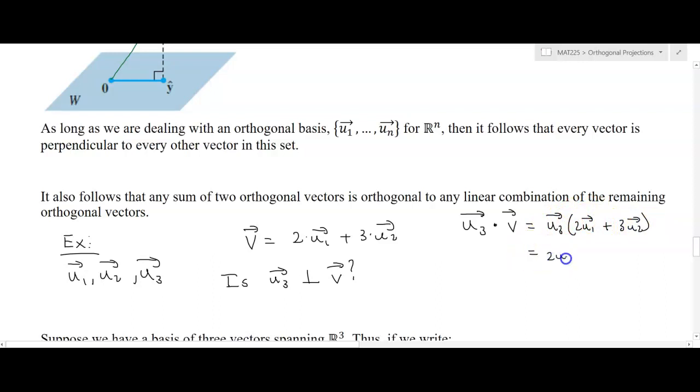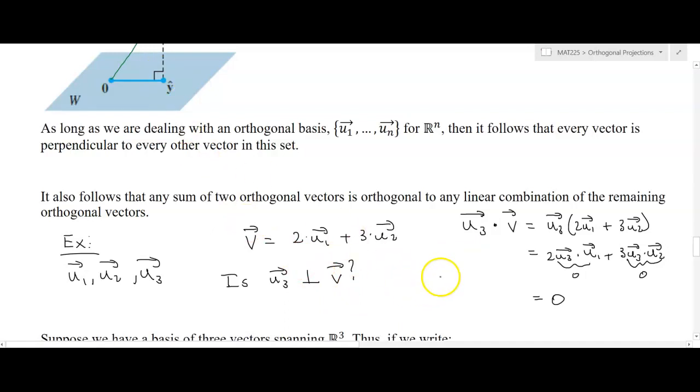we'll have 2u3 dotted with u1 plus 3u3 dotted with u2. Now, since u3 is perpendicular to u1, this dot product will be 0, and since u3 is perpendicular to u2, this dot product will be 0, and so the dot product between any linear combination of orthogonal vectors and another orthogonal vector, those two vectors are still orthogonal to one another.